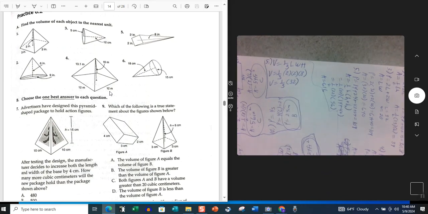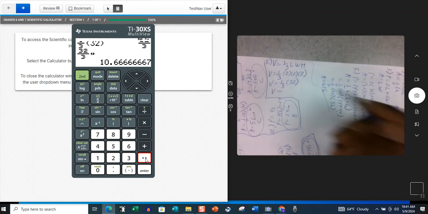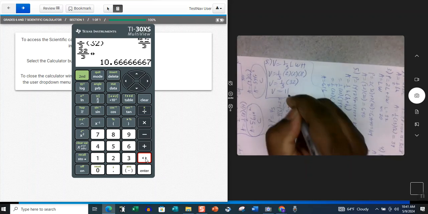So we could multiply that out by hand, or you could type all that in a calculator. But I'm just going to do this here. So it's 1/3, right arrow, open parenthesis, 32. Close the parenthesis, press enter. Now if you notice, it gave me a fraction, so you'll press this arrow key, and then we'll round to the nearest whole number, so it'll be 11.